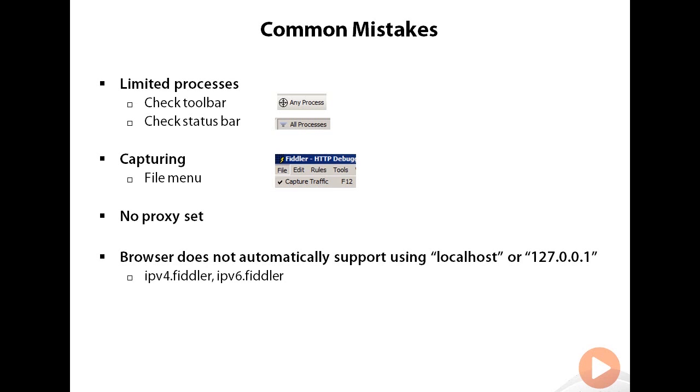Finally, if your browser does not automatically support using localhost or 127.0.0.1, in the case where you're both the browser and the server on the same machine, we talked about several options. One of them is to use, instead of localhost, IPv4.fiddler or IPv6.fiddler, depending on what version of IP you're using. And that will force the traffic to go through the proxy, which will then go through Fiddler and capture properly.